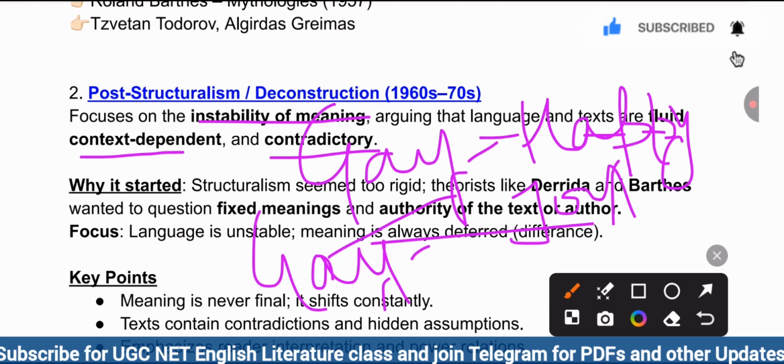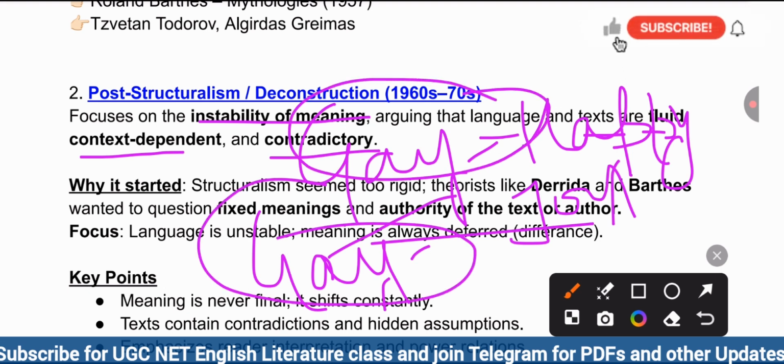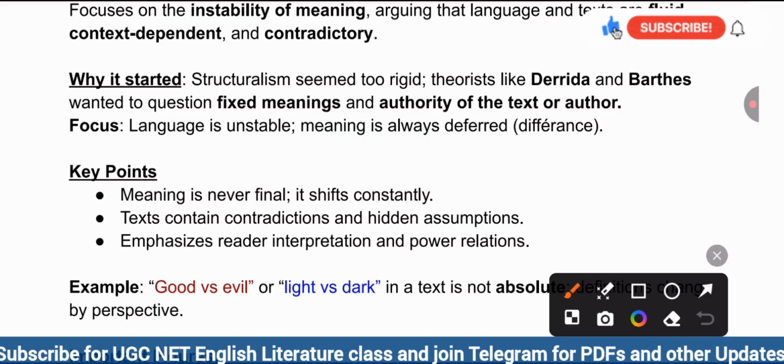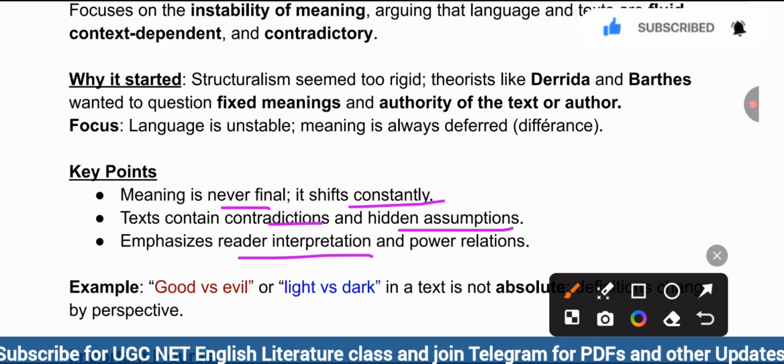So in a deconstruction lens, you will find that the meaning of gay is not fixed. Over time the meaning has changed. It shifts with time. This is what it means that meaning is not fixed and not stable. Why? Because it shifts with time, culture, and social context. Key points you must remember: meaning is never final, it shifts constantly. Text contains contradictions and hidden assumptions. It emphasizes reader interpretation and power relations.